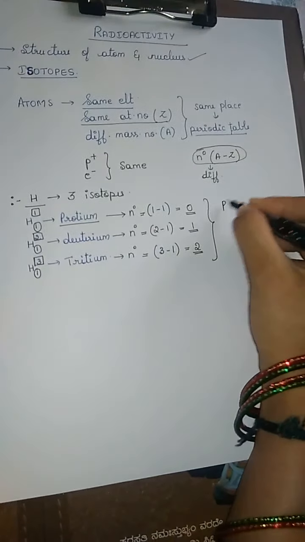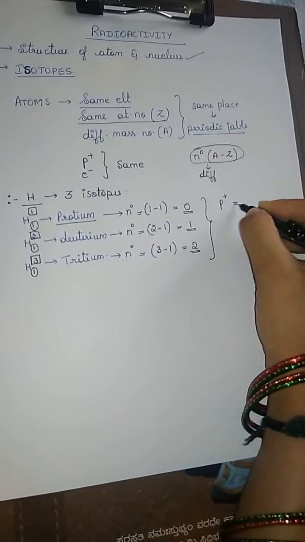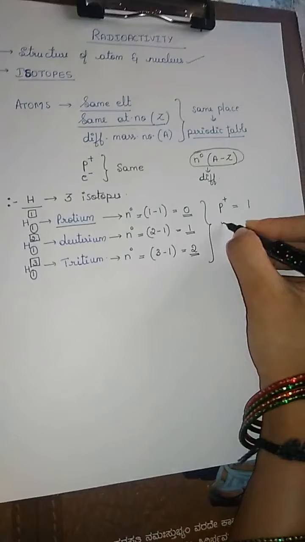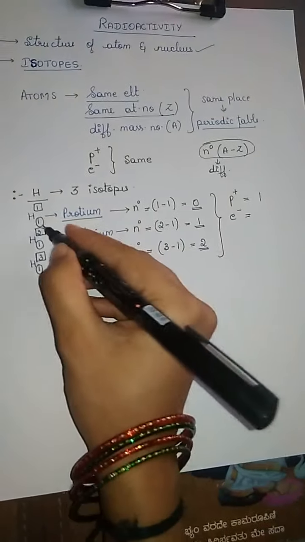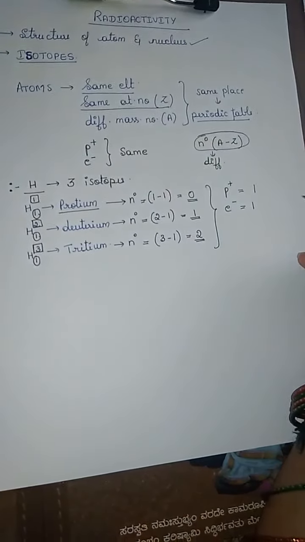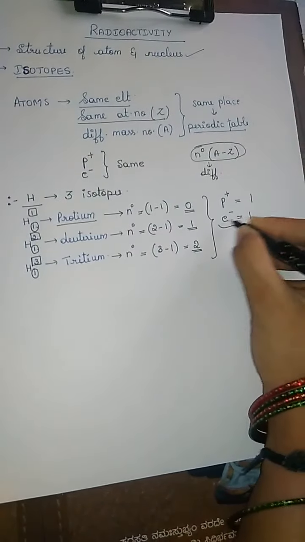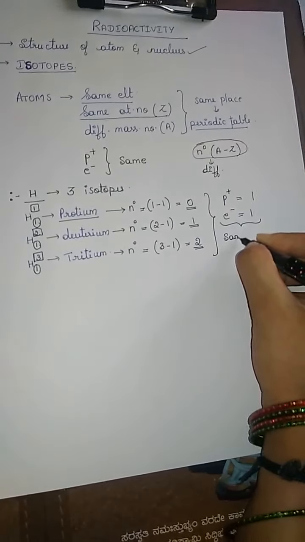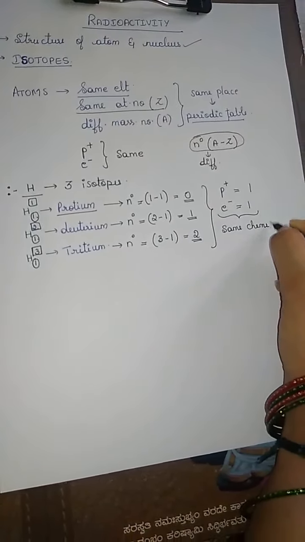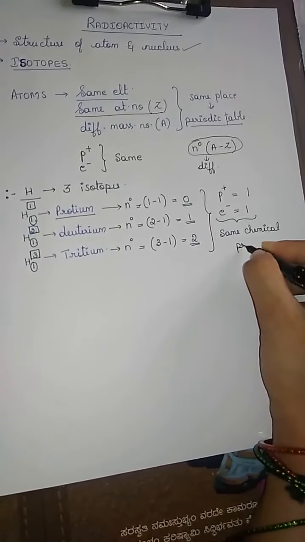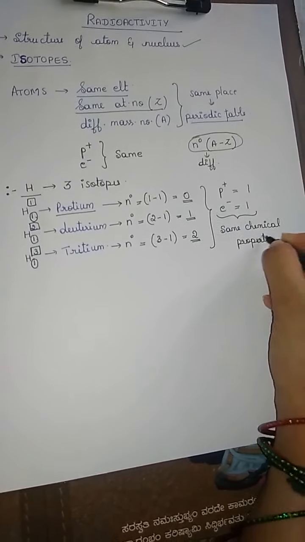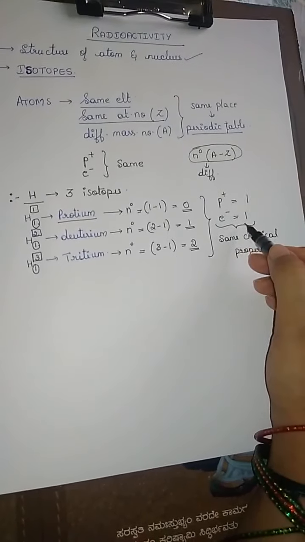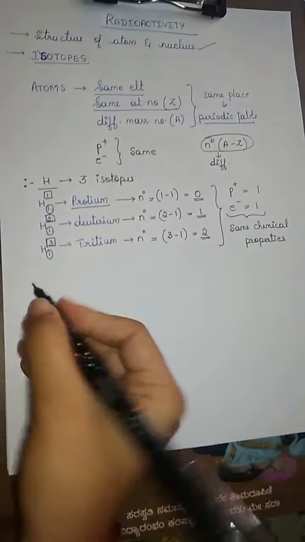So let's see the number of protons. Protons is 1. What about electrons? It is the same as the atomic number, that is 1. As the electrons are the same, they have the same chemical properties. Basically, the chemical properties depend on the electrons. So, the same number of electrons means the same chemical properties.